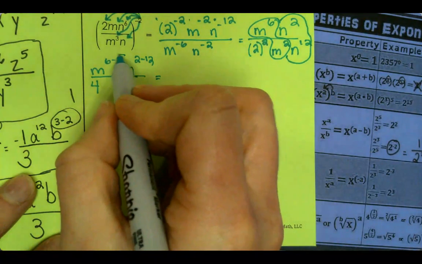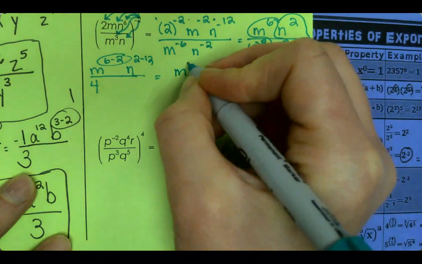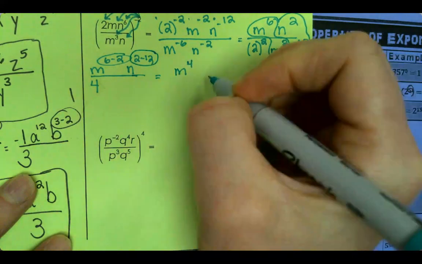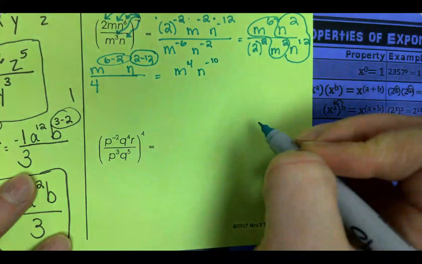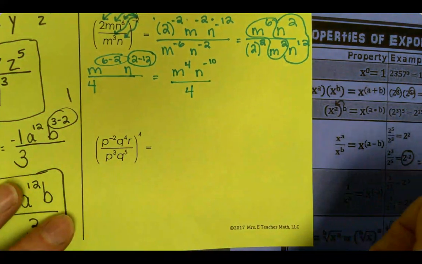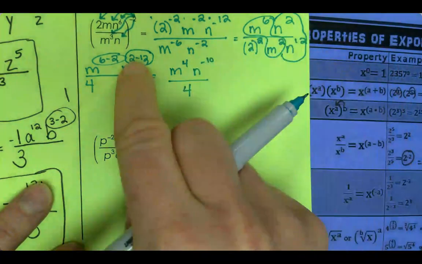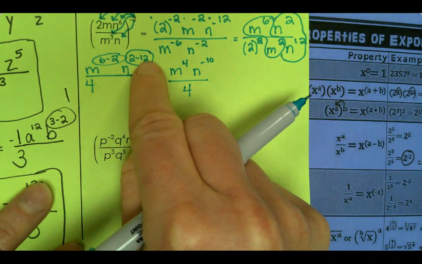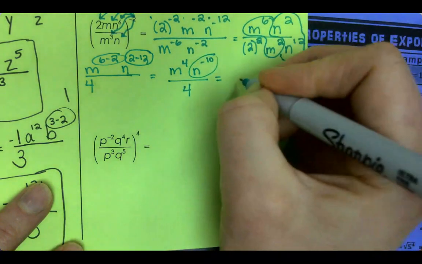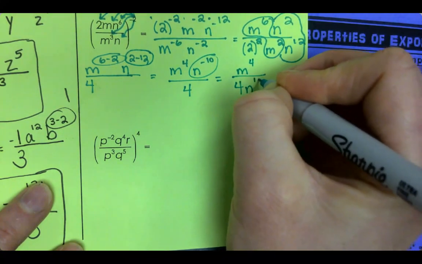Okay. So we're going to go ahead and simplify the exponents. So 6 minus 2 is 4. 2 minus 12 is -10. And then our 4 remains on the bottom. Now we're going to move it to the bottom because you can't have a negative exponent. So everything stays the same, but the exponent on the bottom becomes a positive.